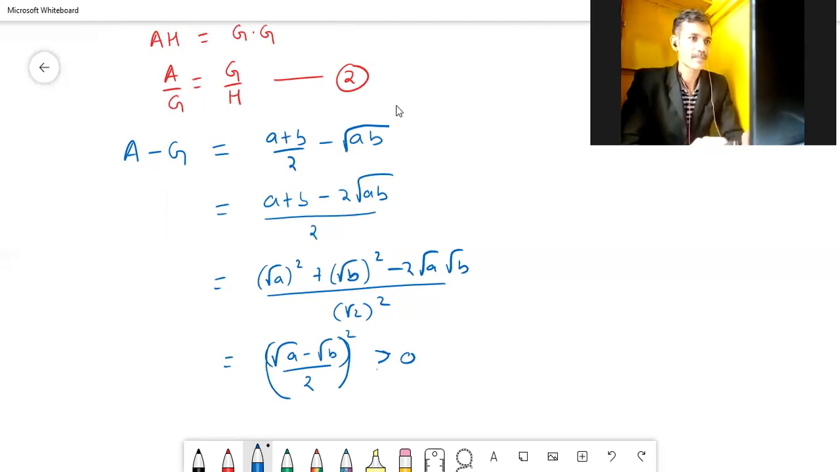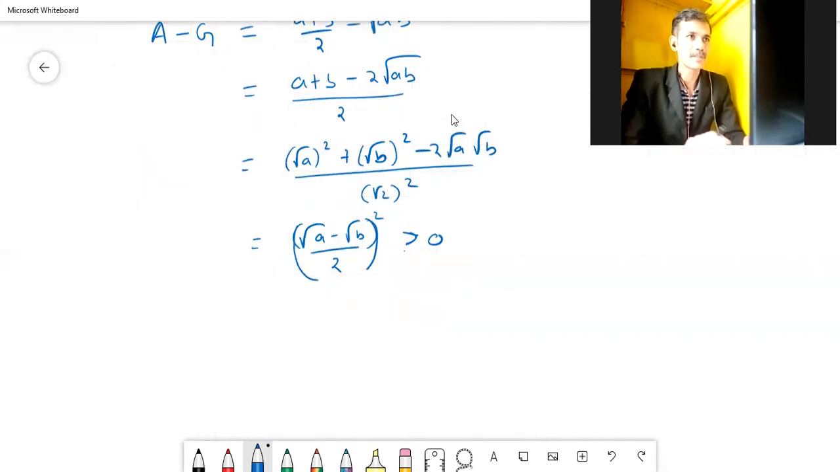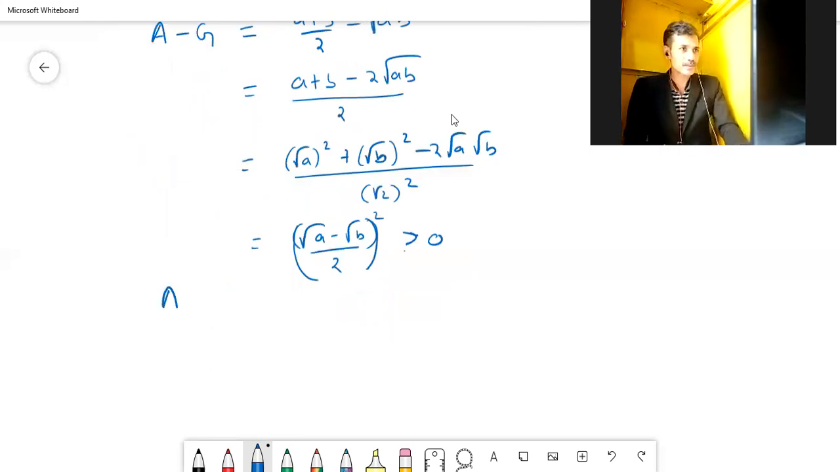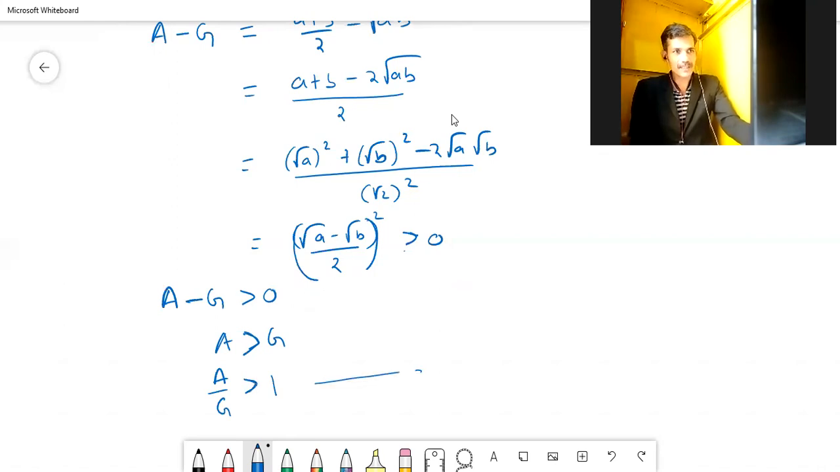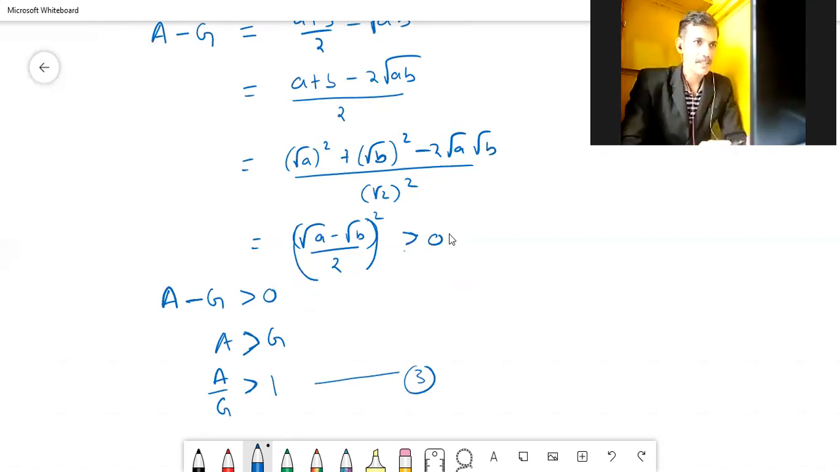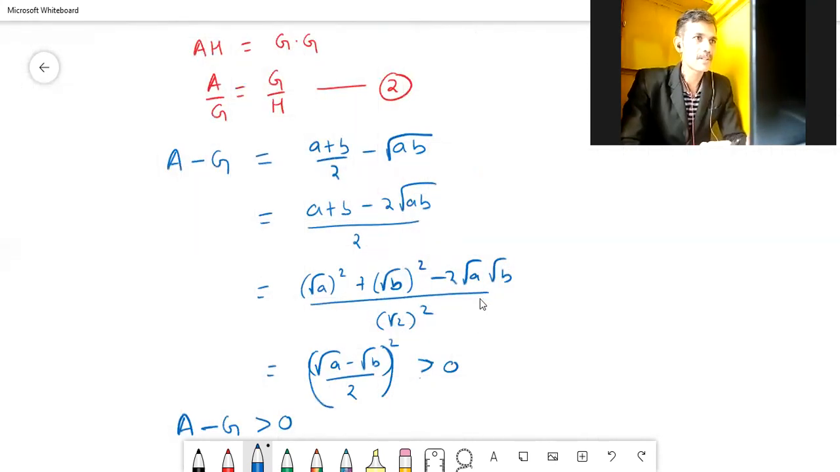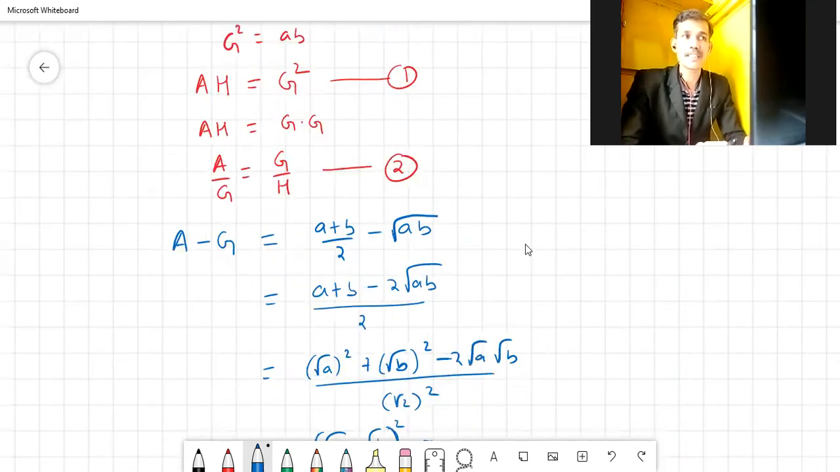So what we got? The square of any number is always positive. A minus G is greater than 0. So A is greater than G, or A by G is always greater than 1. So this is another equation, let us call it 3. But in the second condition, what have we proved? Second, A by G and G by H are equal.